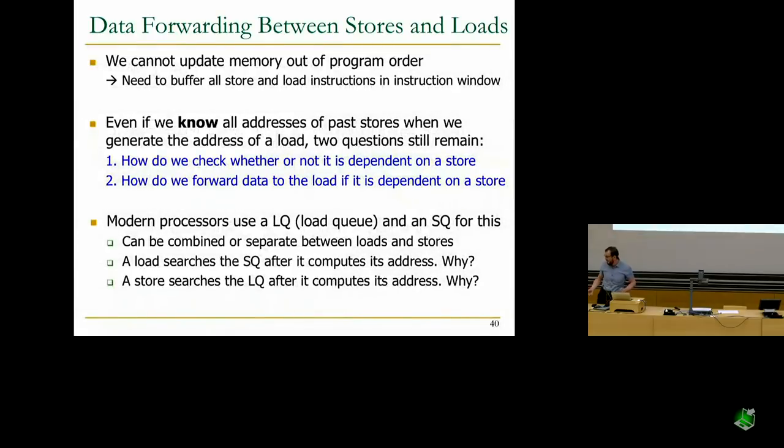So let's assume that you did the search and you got the correct value. And this is if you know all of the addresses, right? If you know all of the addresses, you still need to do the search. This was actually called the memory ordering buffer in Pentium Pro at Intel, but all machines have a form of this. A store also searches the load queue after it computes its address. This is usually done to support memory dependence prediction.